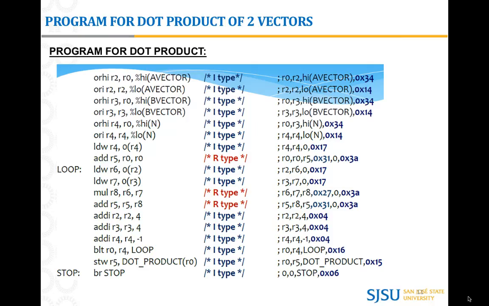This is a sample program showing the dot product of two vectors. The program for the dot product goes from R1 to R0, and if you want you can pause the video and go through the dot product. It consists of three types of formats: I type, R type, and I type, etc. You can go through that. The program is running in a loop until there is a stop.